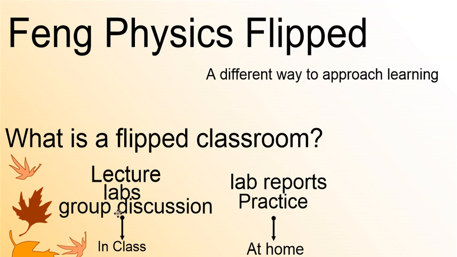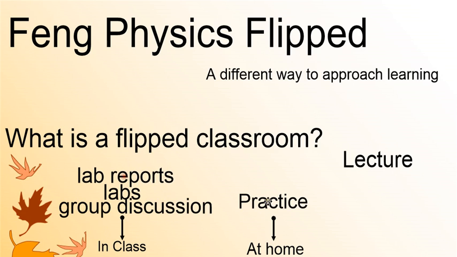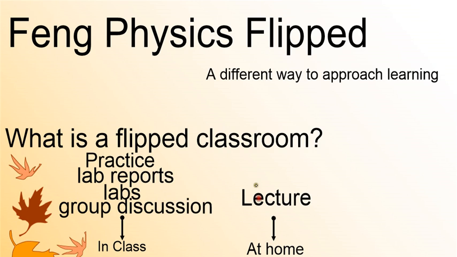In a traditional classroom, which is where I want to start, you have lecture, labs, and group discussion in class, and you have lab reports and practice done at home. A flipped classroom basically flips a couple of these items like this. So your traditional homework, your practice, and your lab reports for a science class are going to be done typically in class, whereas the lecture, now similar to the video you're seeing right now, is going to be done at home. The other part that I want to emphasize is the group discussion, and the flipped classroom allows for much more group discussion, and this is where I also want to emphasize your collaboration with your other students.